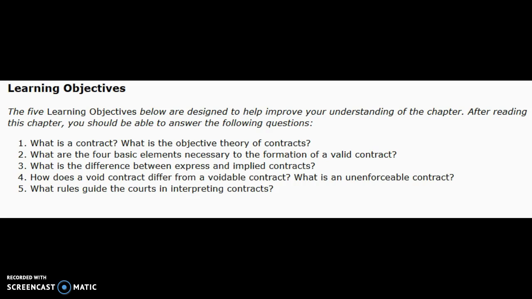The second element would be consideration, and that's what you give in value to make that promise binding. So if we go back to the original one where you asked for a date, there's nothing of value given. You're not paying them to go on a date for you, so there has to be something that's going to bind that.